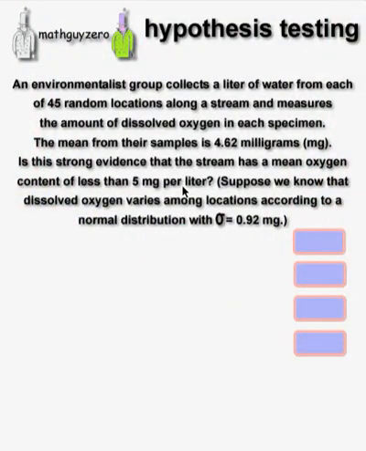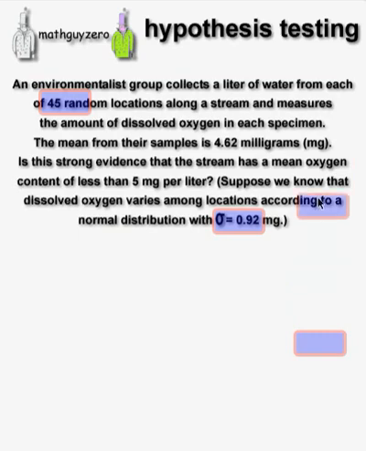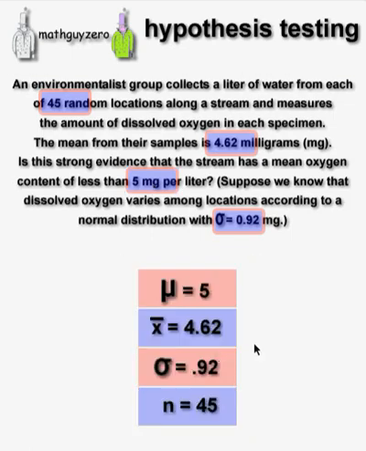Test the null hypothesis. I'm going to go kind of fast to keep this as short as possible. First thing you have to do is decide from the problem what the data is to plug into the test statistic formula. There's an easy one right there, standard deviation. 45 looks like the random sample size, and 4.62 is their sample mean, which means that the claim, the null hypothesis that we're testing, is going to be that there's 5 milligrams of oxygen per liter. So that's the data that we're going to need.